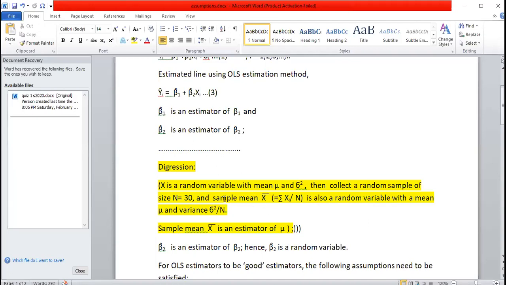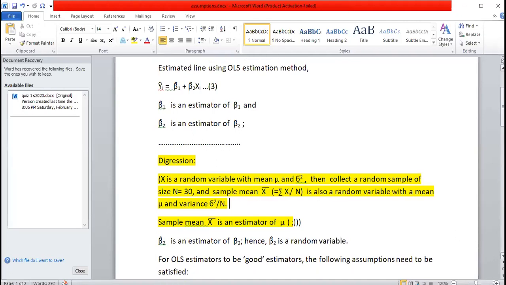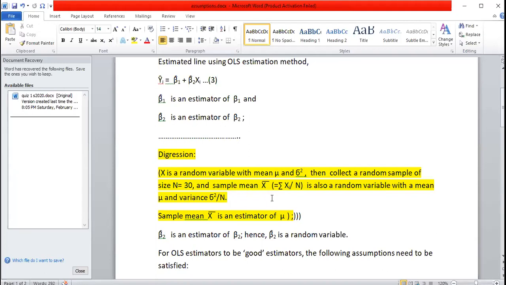And you say if x is a random variable with mean mu and variance sigma square, x bar is also a random variable with mean mu and variance sigma square over n. I asked you to show that in the exam. Most people did not care to do that. Anyways, so the sample mean x bar is an estimator of mu. X bar is a random variable.